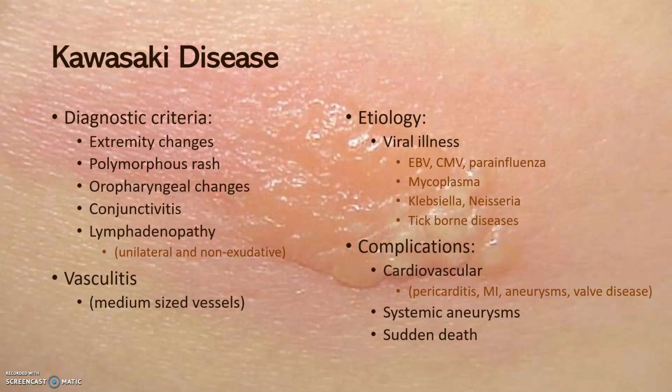Complications may be cardiovascular, such as pericarditis, myocardial infarction, aneurysms, or valve disease, or the effects of systemic aneurysms anywhere in the body, including the brain, so it can lead to strokes, the kidneys, or even the large vessels, and of course this may cause sudden death.